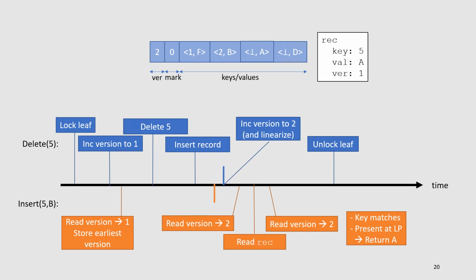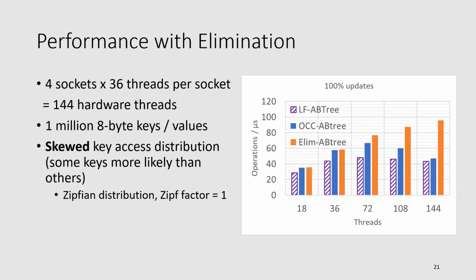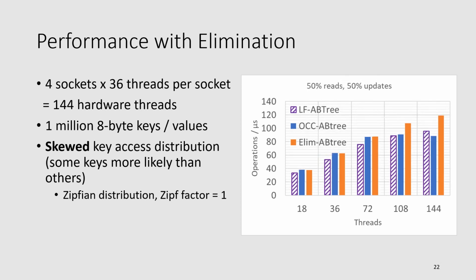Note that if the insert first reached the leaf after the version was already 2, it would not be able to guarantee that it was present at or before the version in the elimination record, which is 1, and so it would not be able to eliminate itself. Publishing elimination works quite well in practice. Our tests show that enabling publishing elimination doubles the performance of the OCC-AB tree on an update-only, skewed workload at high thread counts. On a 50% update workload, the difference is less substantial but still noticeable at high thread counts.